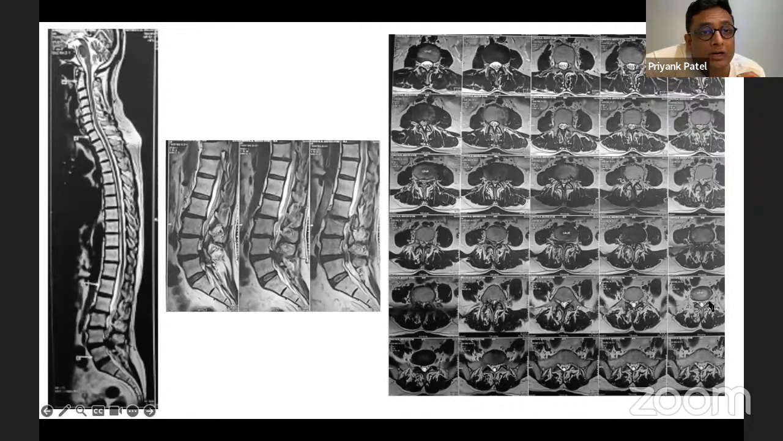Would you guys want to decompress L5-S1? Not really. It looks like a pretty normal level. If this comes in front of you, you don't want to do anything. So get that out of your decompression level.